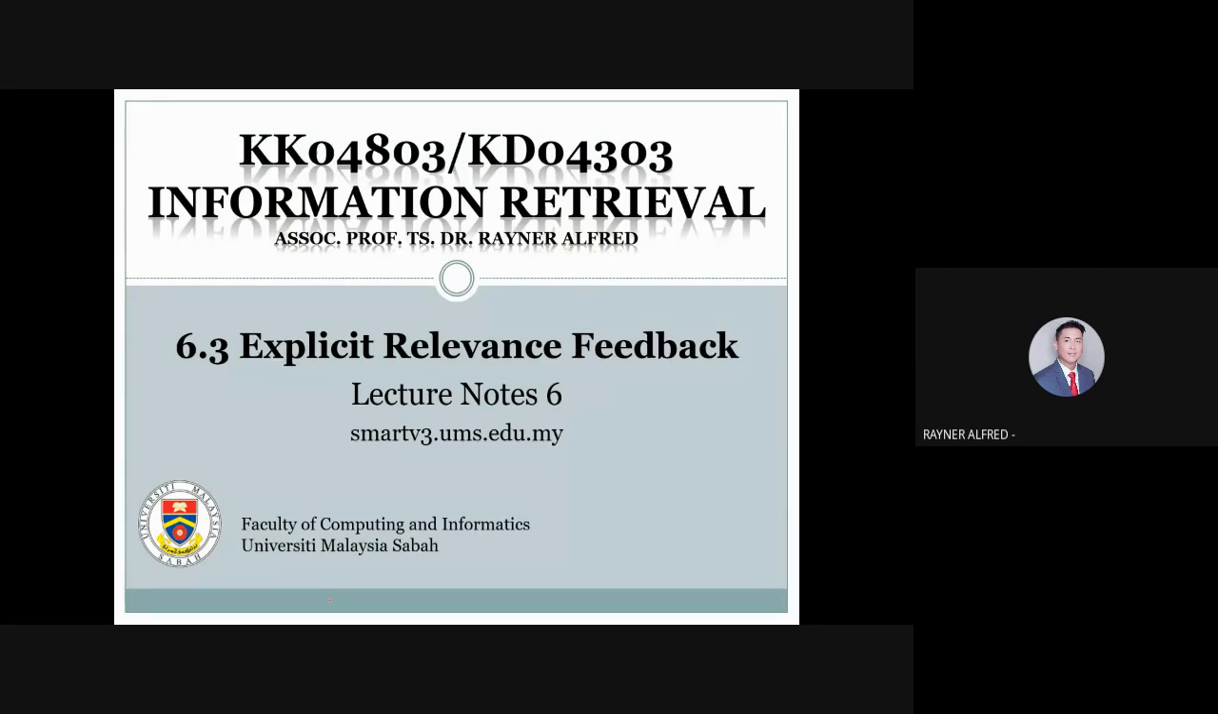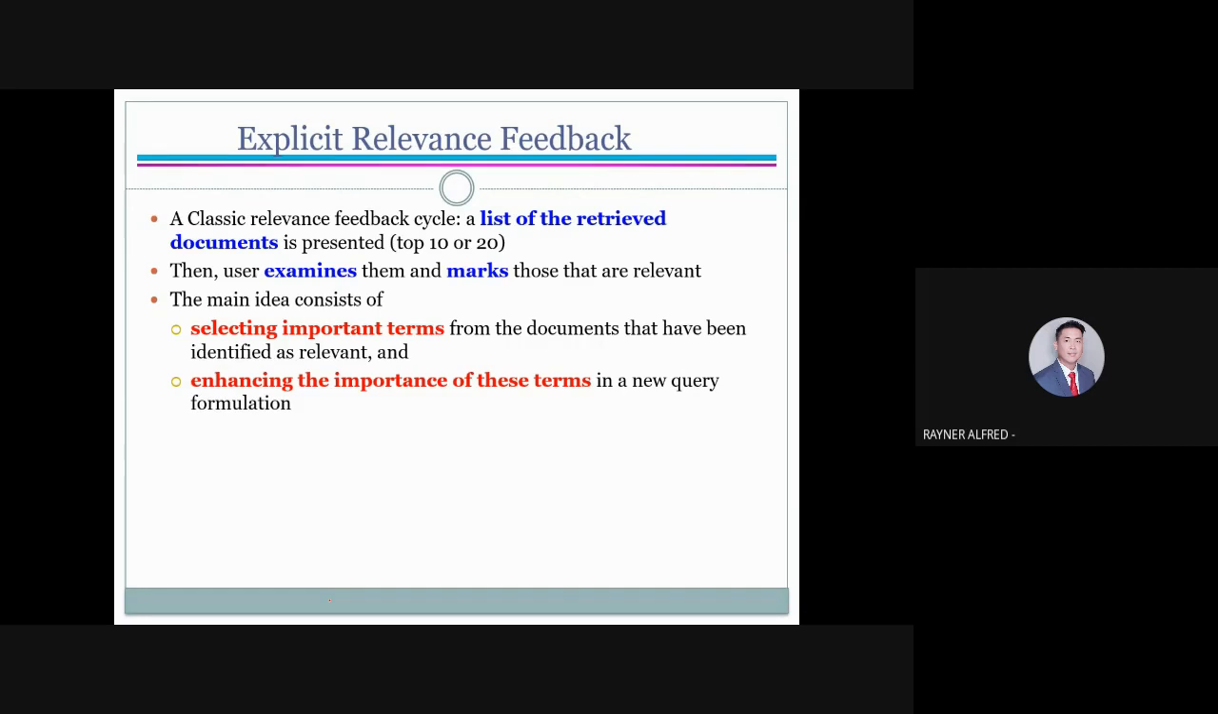Okay, explicit relevant feedback. Like I mentioned just now, for the explicit one, the user will examine the document and mark those that are relevant to the query. So they manually tell us which documents are relevant to them. Once we have done that, they will select the important terms from the documents that have been identified as relevant. So we use these terms later on when people want to perform the query.